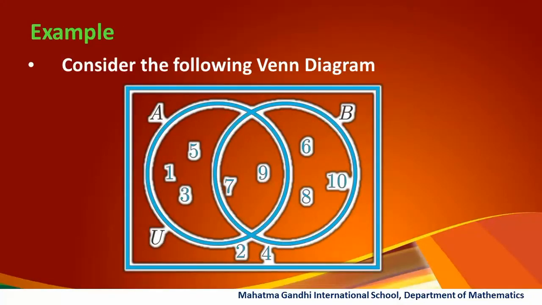Now consider the following Venn diagram. In this Venn diagram, there are two sets A and B. A contains 1, 3, 5, 7 and 9. Set B contains 6, 7, 8, 9 and 10. And 2 and 4 are outside the circle. And this is a Venn diagram. Now we are going to answer some of the questions with the help of this Venn diagram.